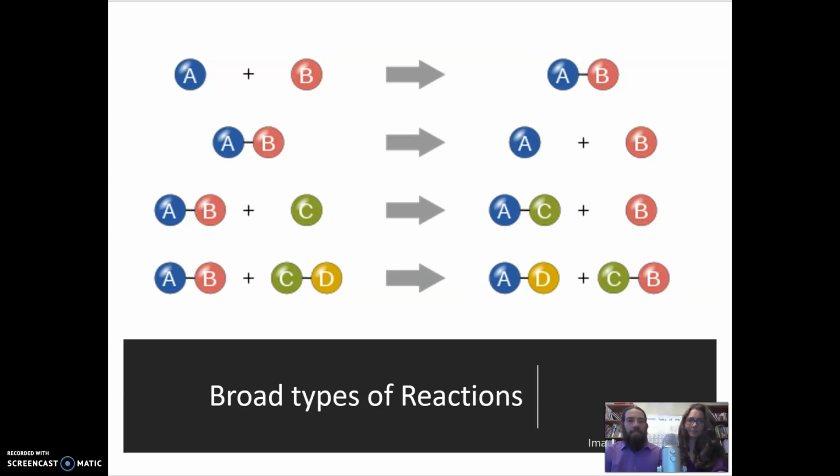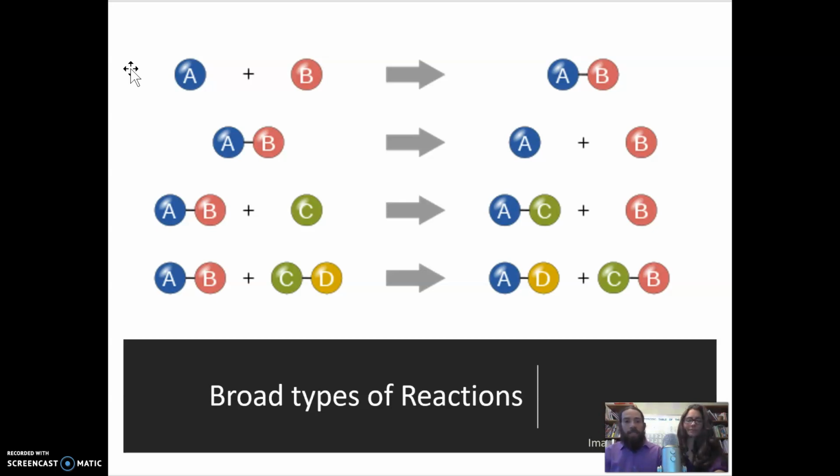And if we look at our first example up at the top, this is a common type of reaction where we have two elements that will combine and form a compound. And there's a name for this. It's called a combination reaction. Sometimes they call it a synthesis reaction, but combination or synthesis. And I like combination because it's kind of like combining. So it makes me think, oh, I combined two elements and I made a compound.